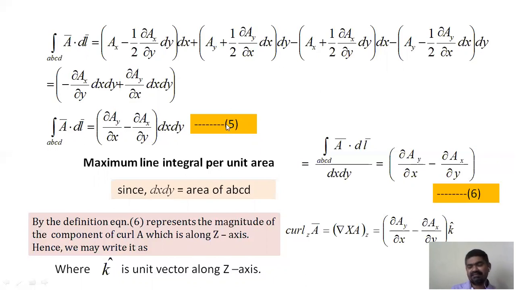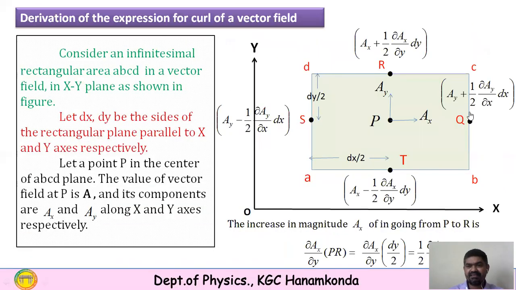Say this is equation 5, which is nothing but the line integral value in the closed path ABCD. But the curl is defined as the maximum line integral per unit area. The maximum line integral per unit area is nothing but the curl. Therefore, the curl is written as the maximum line integral along the path ABCD, that is, the line integral of A bar dot DL bar, divided by the area of this plane, the area of this rectangular plane.